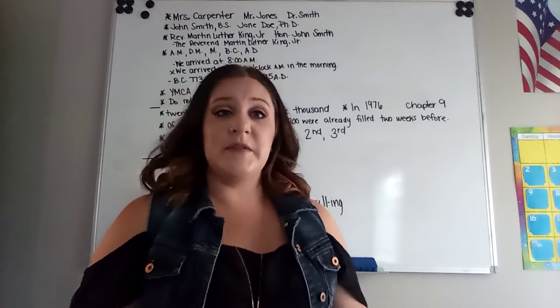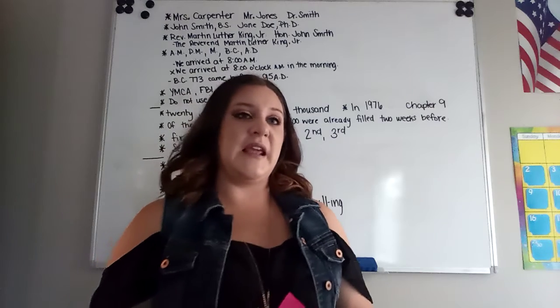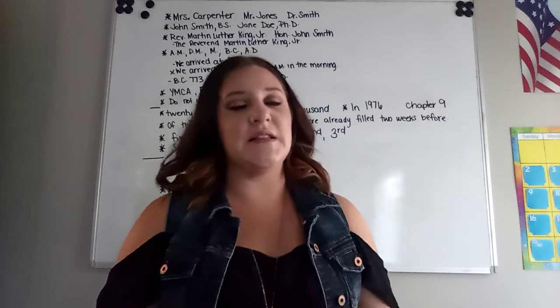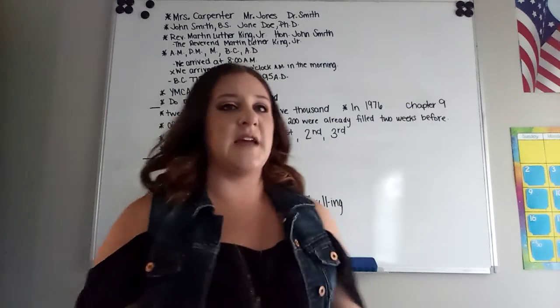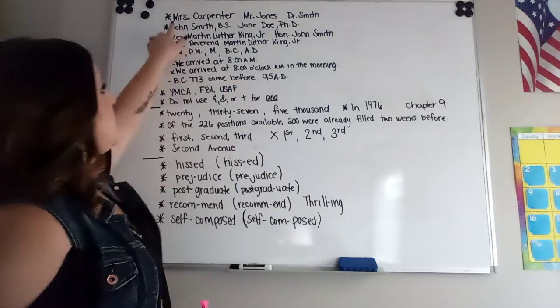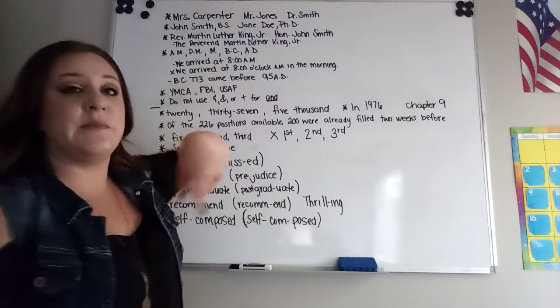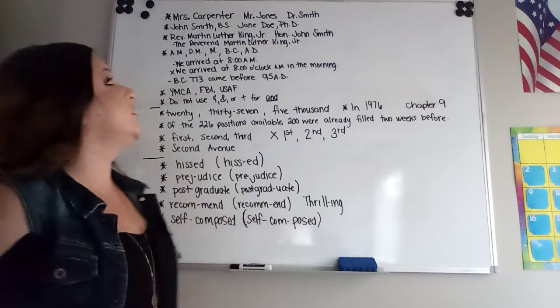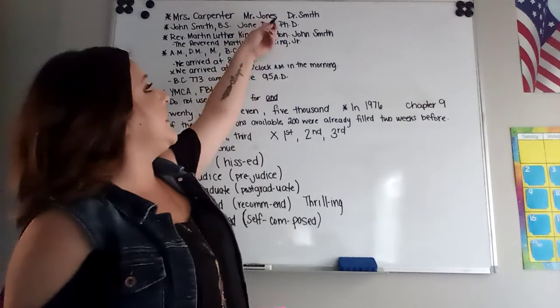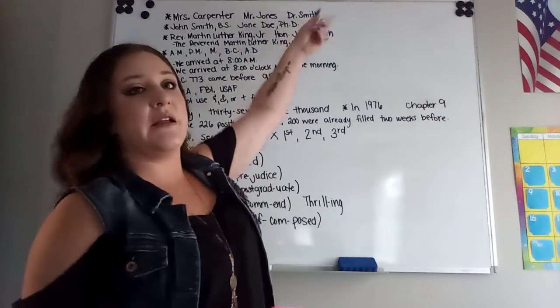So it is acceptable to abbreviate any title such as Mrs., Mr., Doctor, things like that. So you want to write Mrs., and then you want to make sure and write your period after the word Mrs., and then finish with Carpenter, or Mr. period Jones, Doctor period Smith.